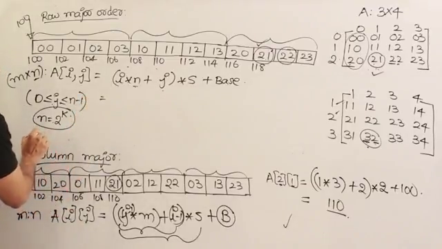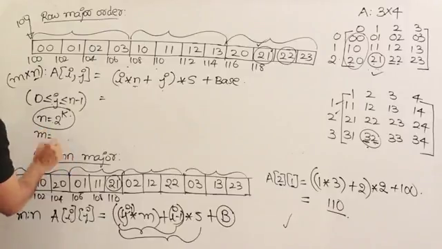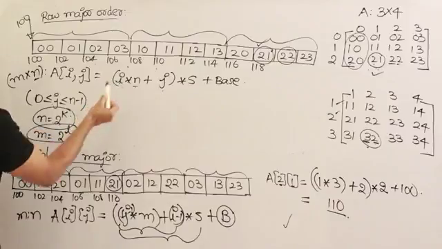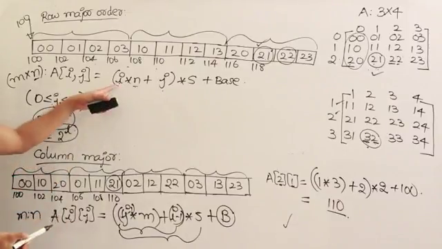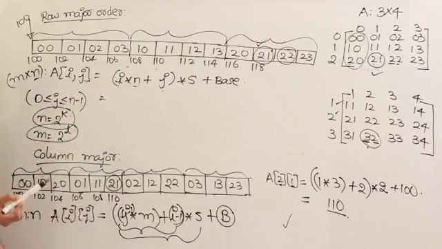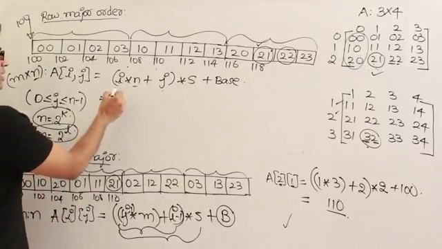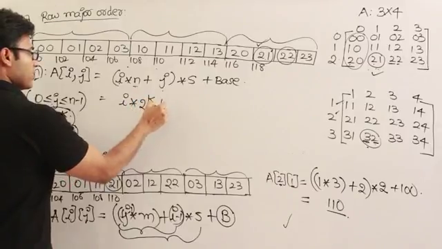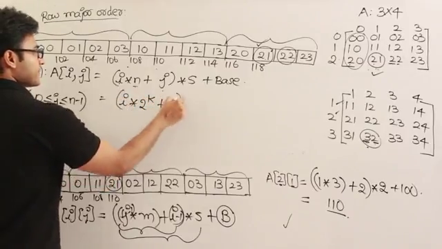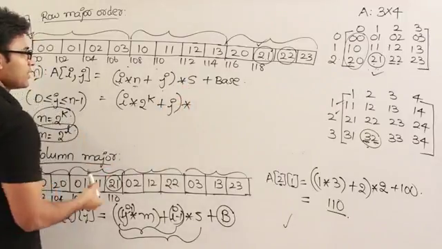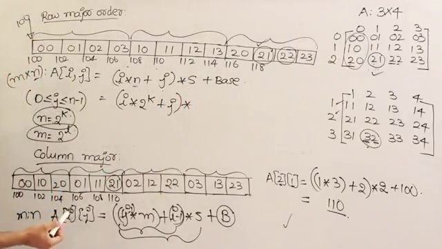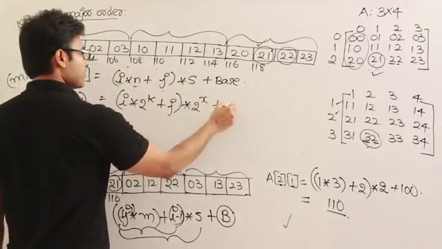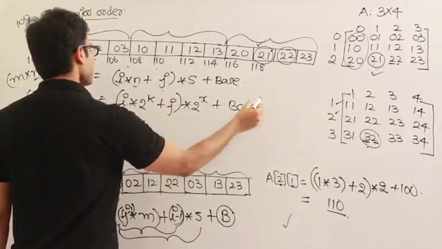You can even assume that the number of rows m is some 2 power l. Then i is also less than 2 power l, therefore the number of bits required to represent i will be l, right? So now you can write it like this: (i into 2 power k plus j) into, you can even assume that the size of the element is also a power of 2, let us say 2 power x, plus base. I am writing everything in powers of 2.